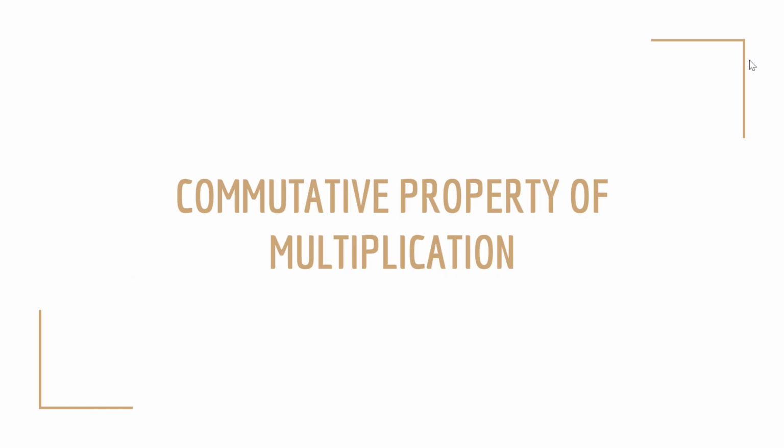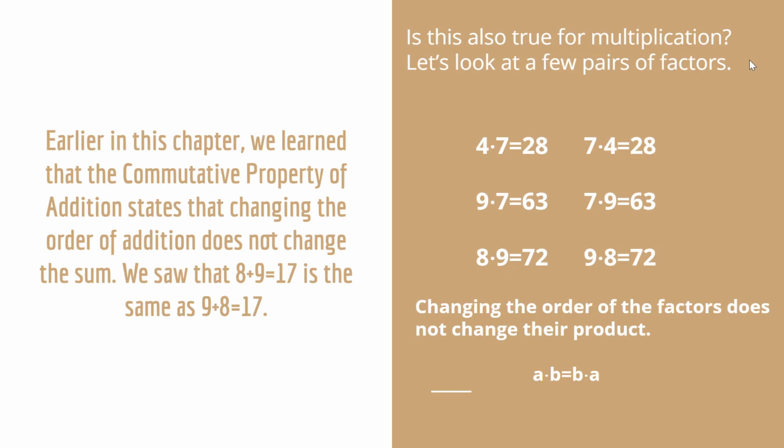Next, the commutative property of multiplication. Earlier in this chapter, we learned that the commutative property of addition states that changing the order of addition does not change the sum. We saw that 8 plus 9 equals 17 is the same as 9 plus 8 equals 17. So is this also true for multiplication?